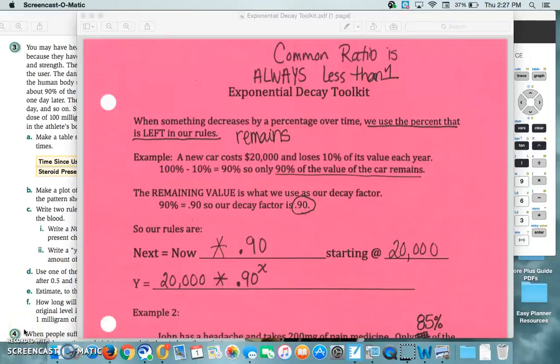Alright, this screencast is for exponential decay and using your calculator to determine half-life. In exponential decay, what we're looking for is a common ratio that is going to be less than 1, and we are always interested in the percent that is left over, or what remains. So if something is being lost, we need to take the value being lost and find the difference between that number and 100. In this example, 90% remains because 10% of the value is being lost.